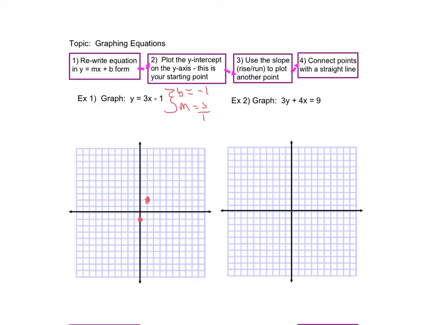Then I would typically grab a ruler. However, I cannot use a ruler with the program I'm using, so I'm going to go ahead and try to make the straightest line possible. But connecting these points with a straight line would look something like this.